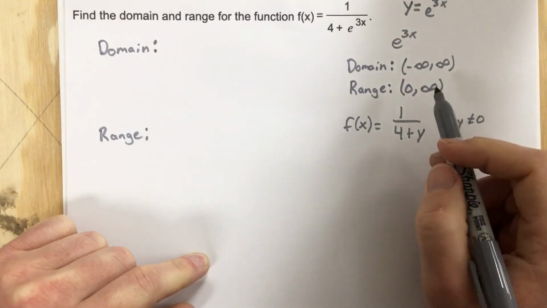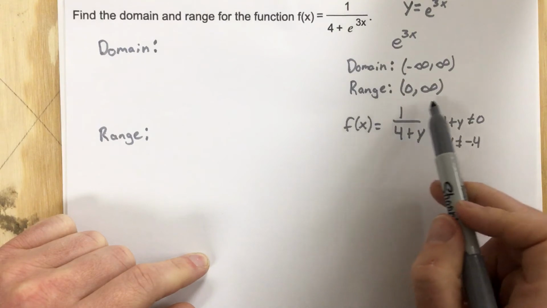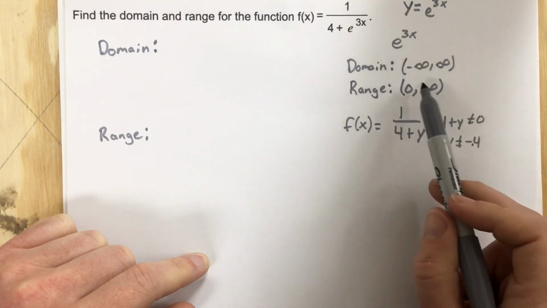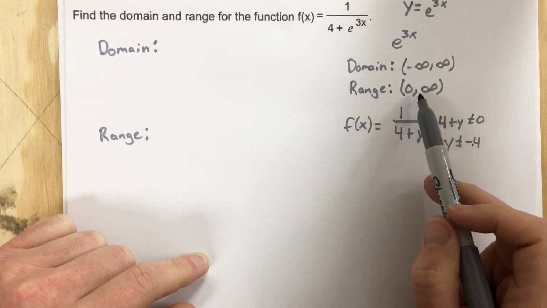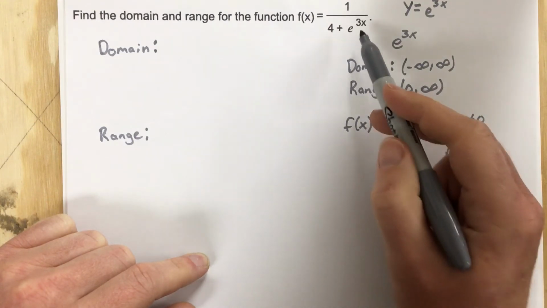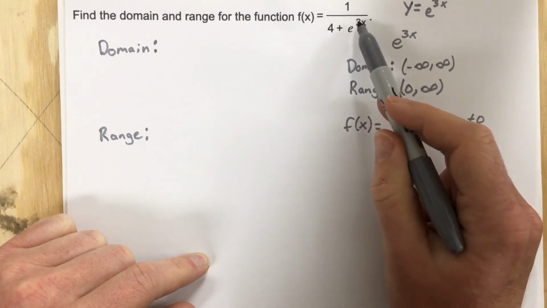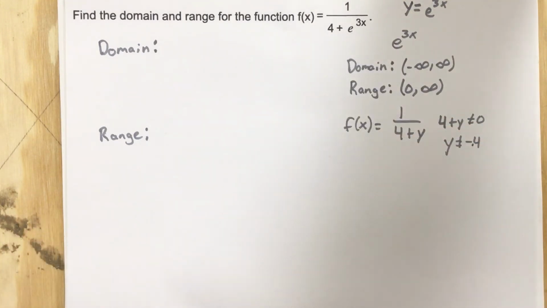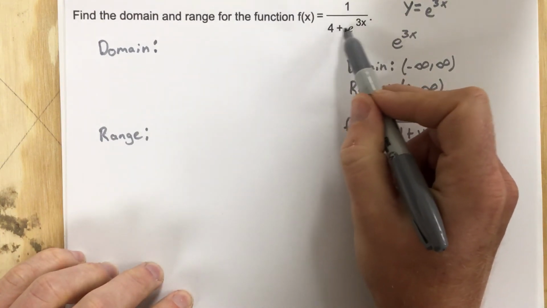Well, the range of e to the 3x is 0 to infinity. So does e to the 3x ever give you negative 4? No. You never get negative 4 as an output for e to the 3x. So because of that, it's impossible for us to get a missing domain value for our denominator, because we can never reach negative 4.